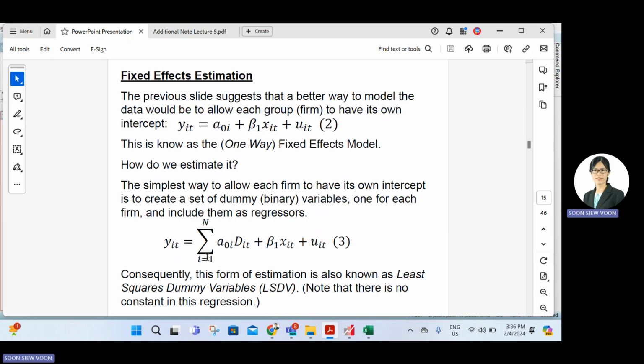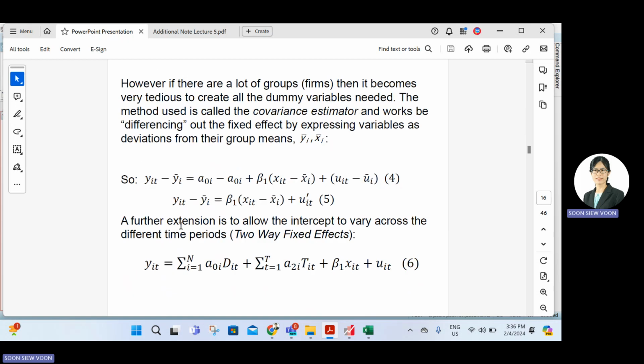So this is also known as the least square dummy variable. As we observe here, there is no constant in this regression. However, if there are a lot of firms, it becomes very tedious to create all the dummy variables needed, right?